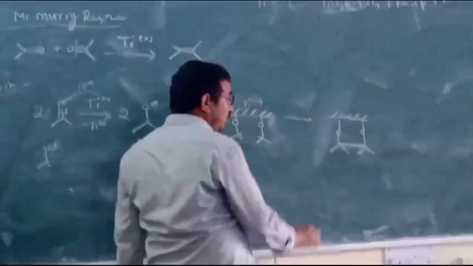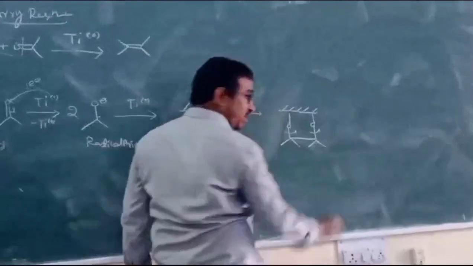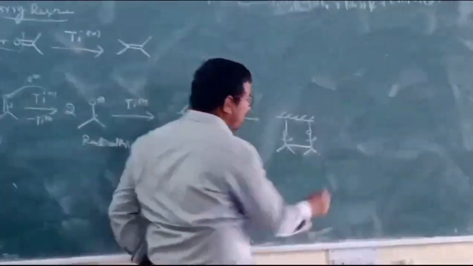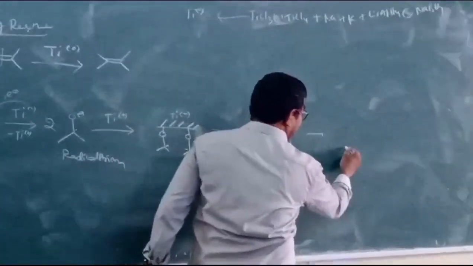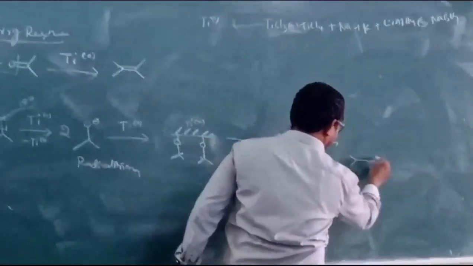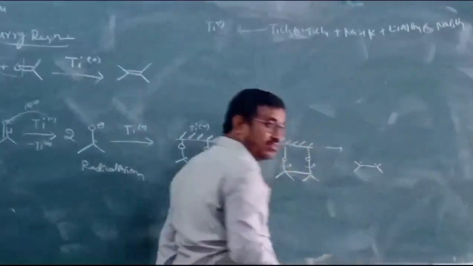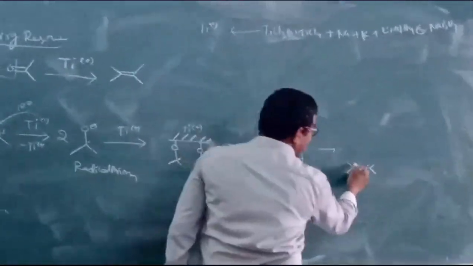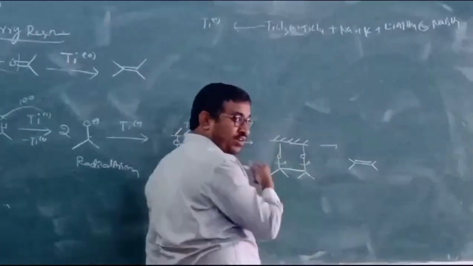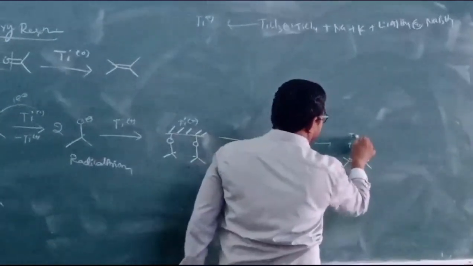Next one is homolytic cleavage of these bonds. And then what happens here? Homolytic cleavage, here radical, here radical. Okay? Bond formation between these two radicals. Double bond. Okay? Plus titanium oxide.